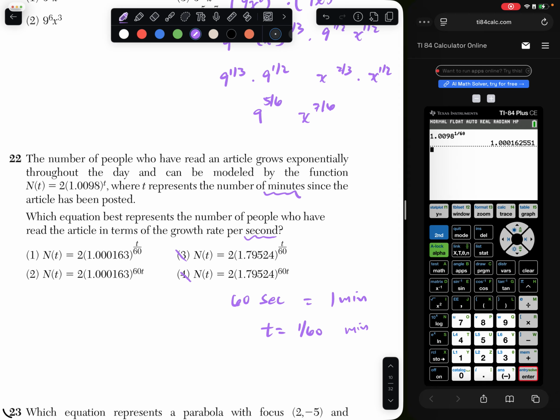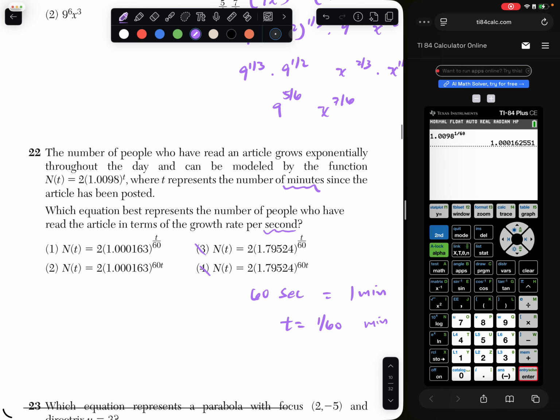So t is in minutes, and in order to get minutes to seconds, I would have to multiply by 60. So I would use choice 2. So this is wrong. This is wrong.